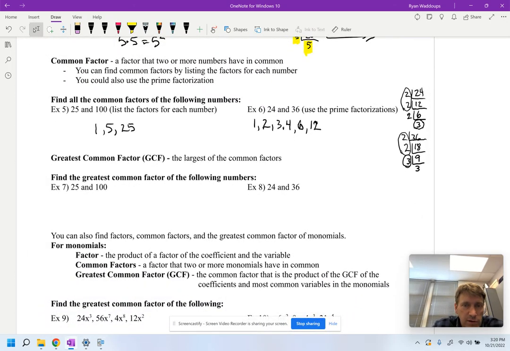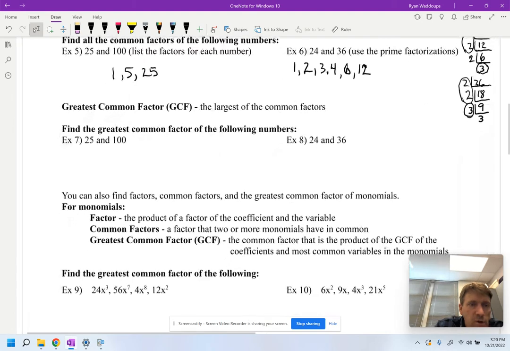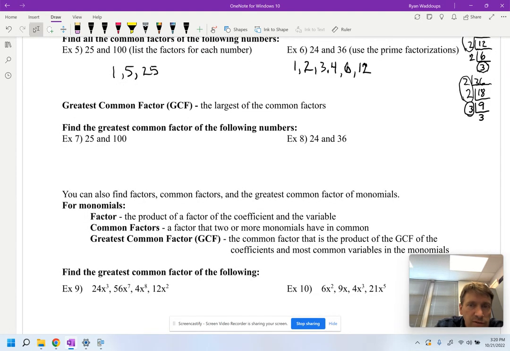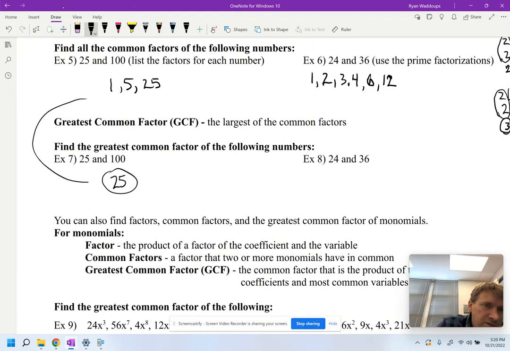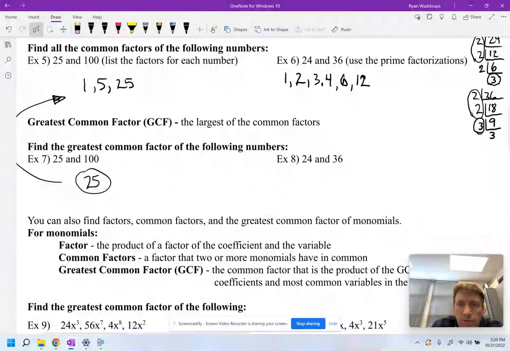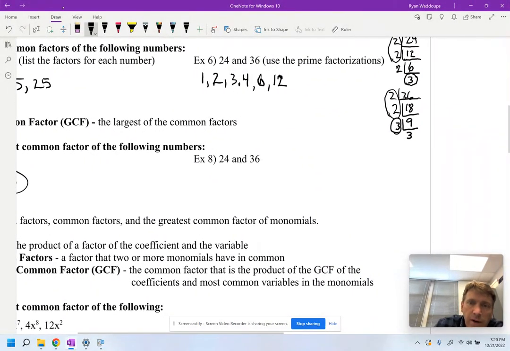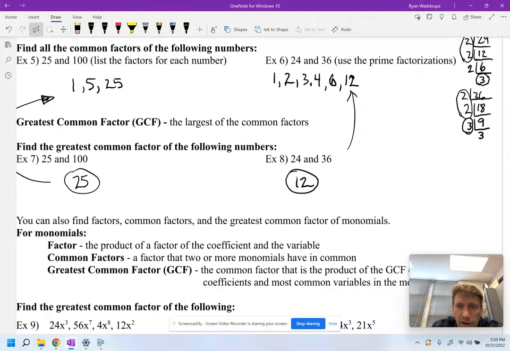Now, the greatest common factor, the largest of the common factors. So what is the greatest common factor of the following numbers? If we go back to example 5, where we listed the common factors of 25 and 100, we found 1, 5, and 25. But the greatest of them is 25. And I'll just refer us back to the work we've already done. The greatest common factor, 25. 24 and 36. Once again, we go back to the work that we've already done. We can see that the list there is 12. And so that's the greatest common factor of 24 and 36.